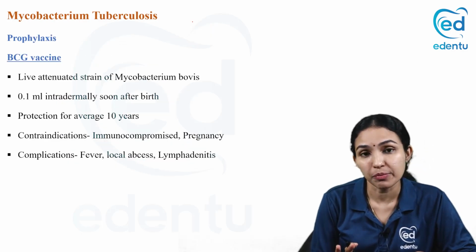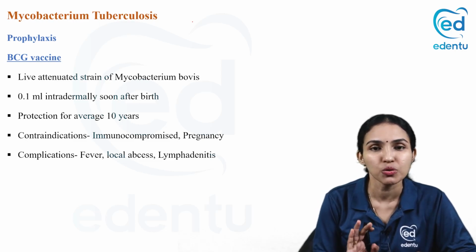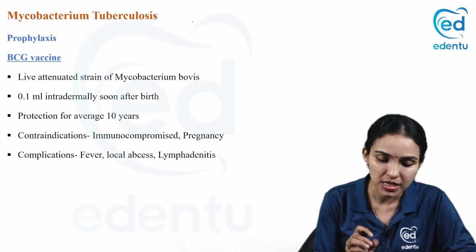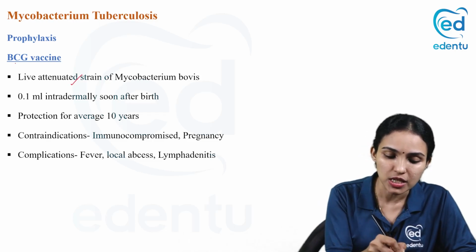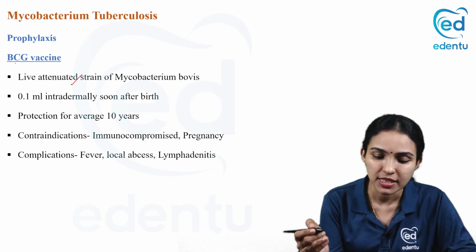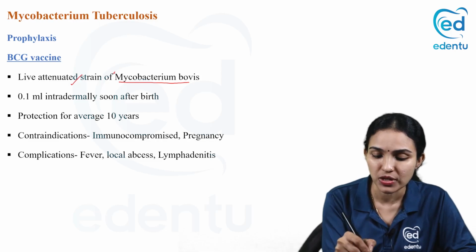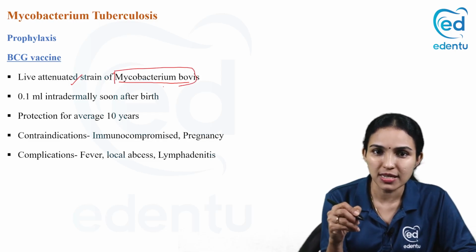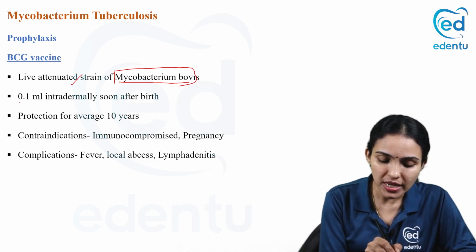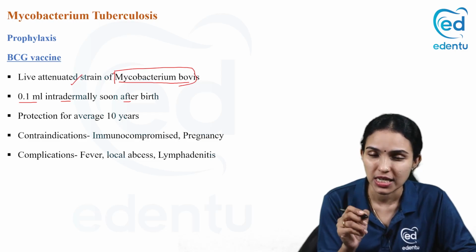And finally, coming to the prophylaxis or prevention of TB, we have a very good vaccine which we administer to all children at birth. At birth itself, you administer this vaccine to babies. It's a live attenuated vaccine called BCG vaccine, Bacille Calmette-Guerin, named after the people who discovered it. It is derived not from Mycobacterium tuberculosis, but from its relative, Mycobacterium bovis, a Mycobacterium coming under the same complex. You administer this vaccine 0.1 ml intradermally soon after birth. This gives protection for at least 10 years.